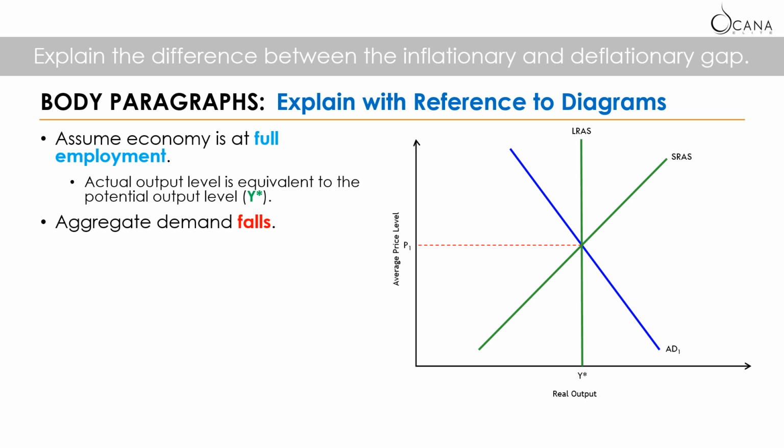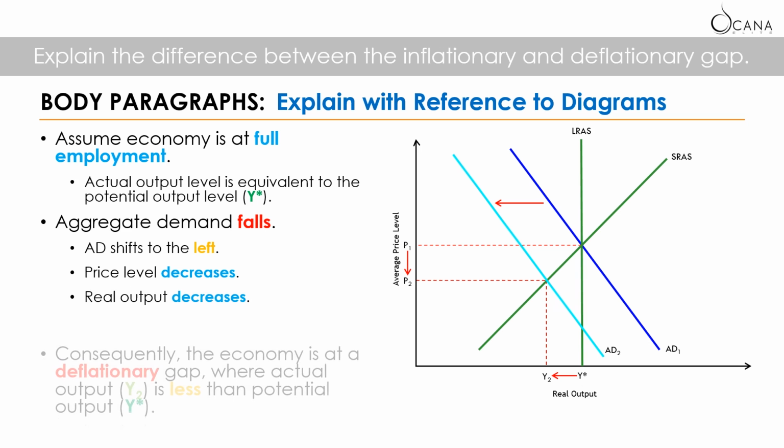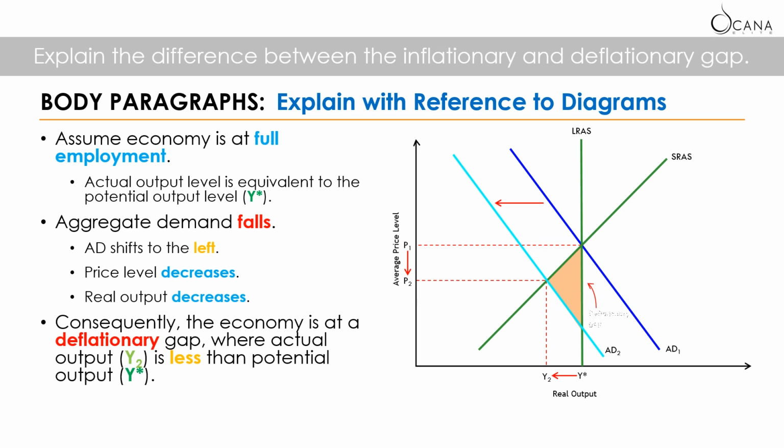Now, assume that aggregate demand falls, so that the AD curve shifts to the left from AD1 to AD2. And price level decreases from P1 to P2. Real output decreases from Y star to Y2. So consequently, we say that the economy is at a deflationary gap, where the actual output, Y2, is less than the potential output, Y star. So this is how we could explain the whole idea.